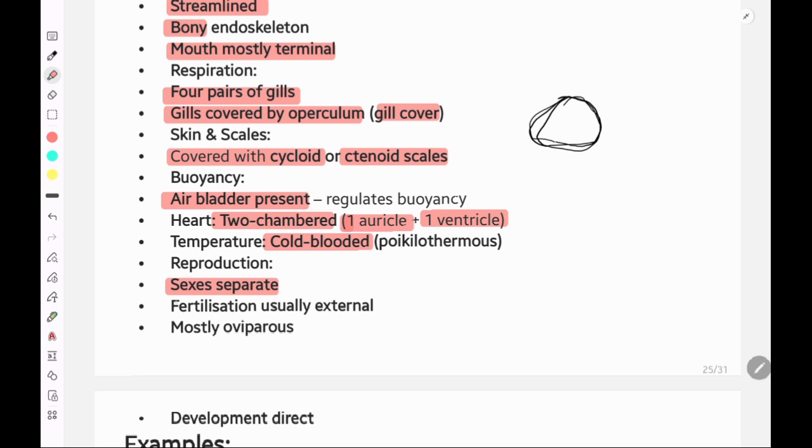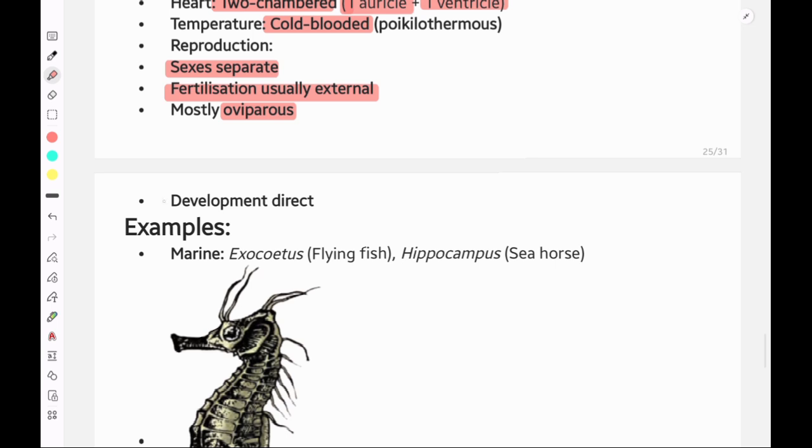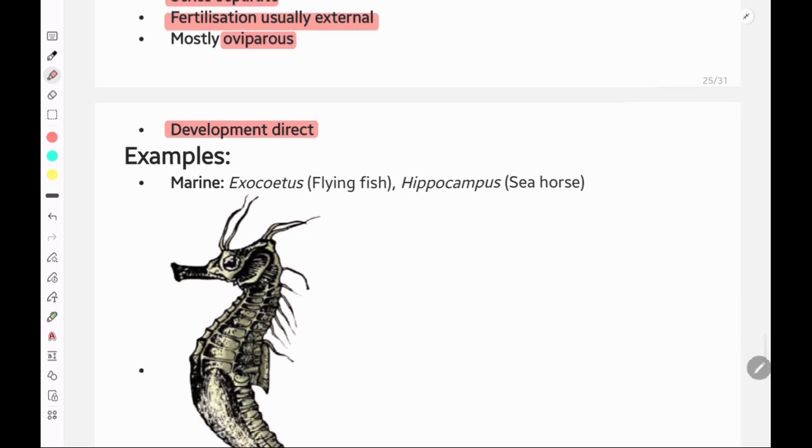In this class the sexes are also separate and fertilization is usually external. They are oviparous, meaning they lay eggs. Some exceptions can occur. They show direct development, meaning there is no larval stage.